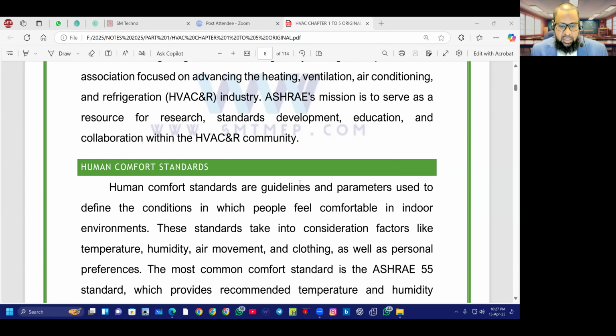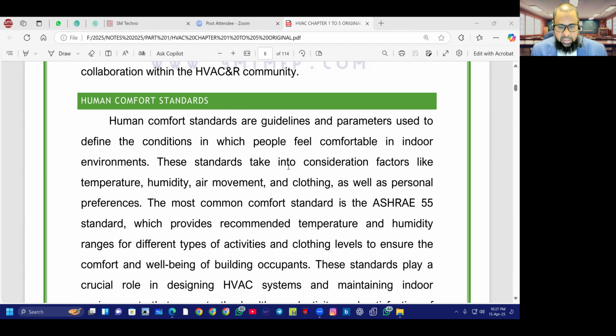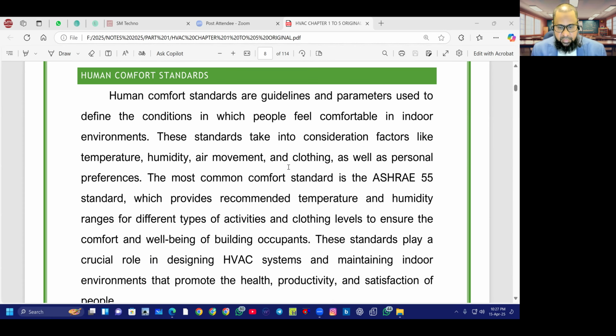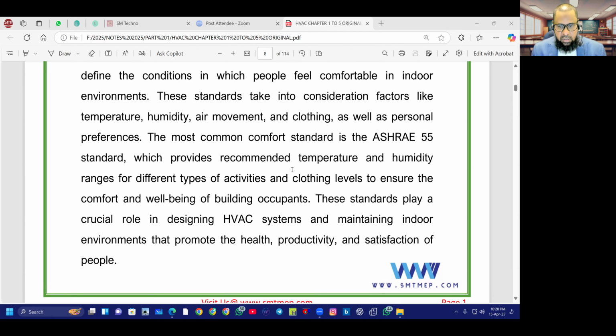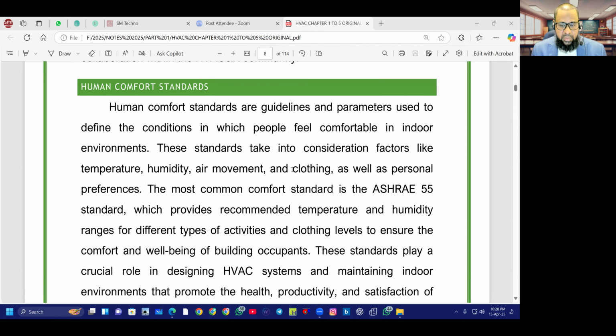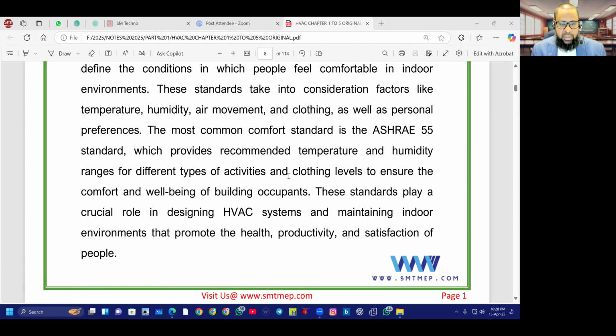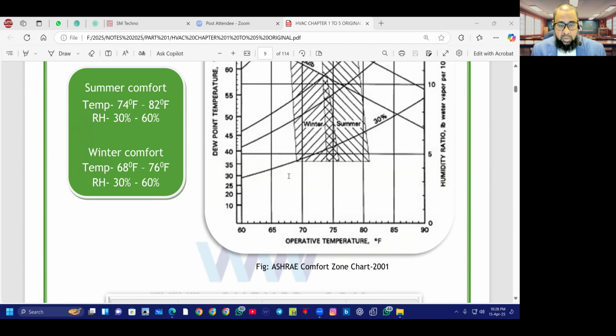Next, comfort standard. If you talk about the comfort standard, here we have the ASHRAE 55 standard. Remember this, it may be asked in interviews. The ASHRAE 55 standard is for human comfort. You'll find a separate PDF for this. That much detail is not required. What is required, I have added in the notes. But if you want more, you can go through ASHRAE 55, these human comfort standards, once.